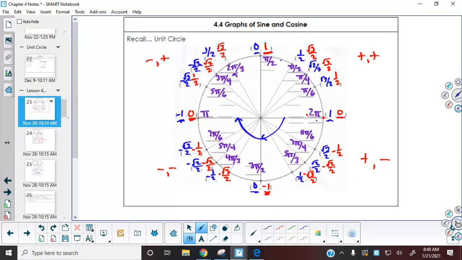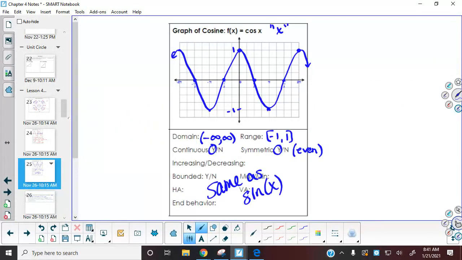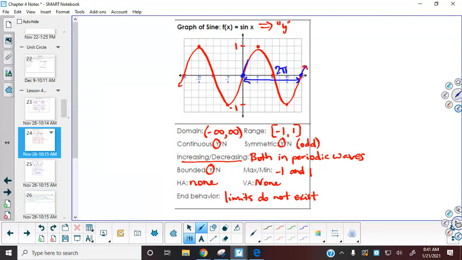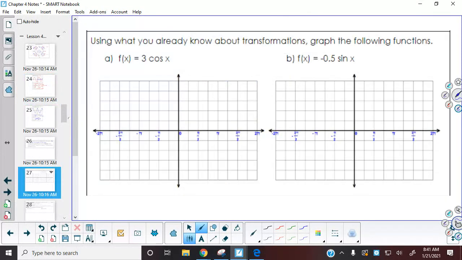You can think about it again in terms of your unit circle. It took us all the way around, 2 pi, to get us back to the beginning. So in other words, when we look at sine and cosine functions, they have a period of 2 pi. Both graphs are considered sinusoids. That just means that one can be written in the form of the other. So I could technically translate this cosine and put it directly onto the sine. So both of those can be written as a function of sine, but we are going to get used to both the sine and cosine function.